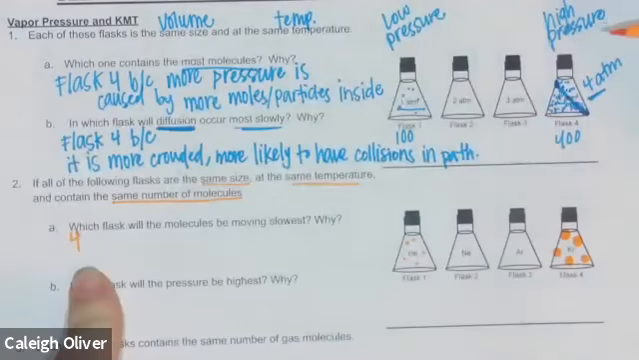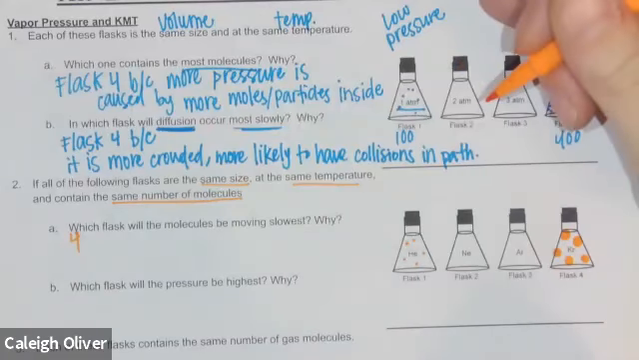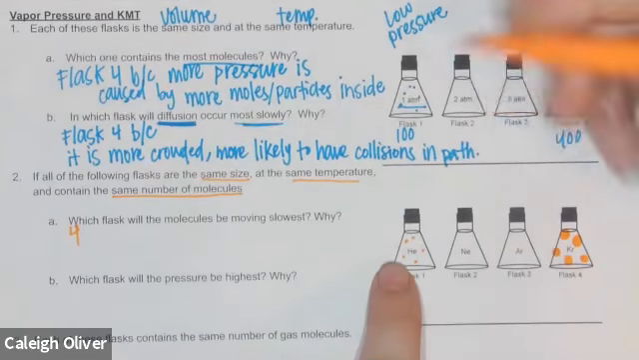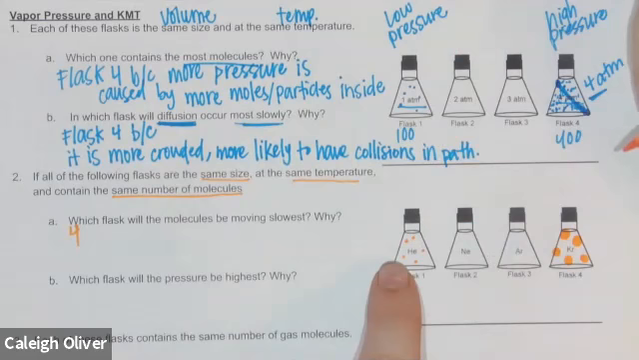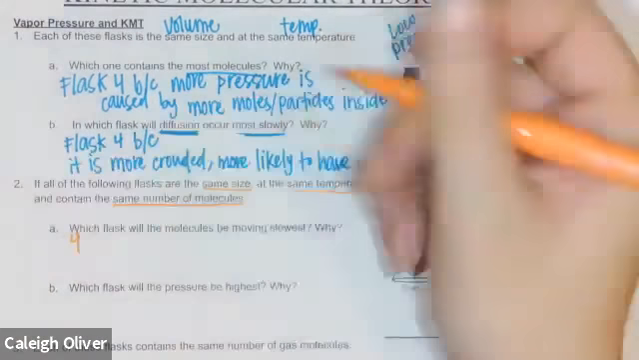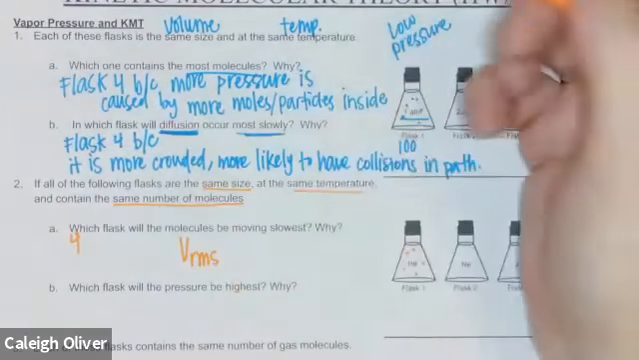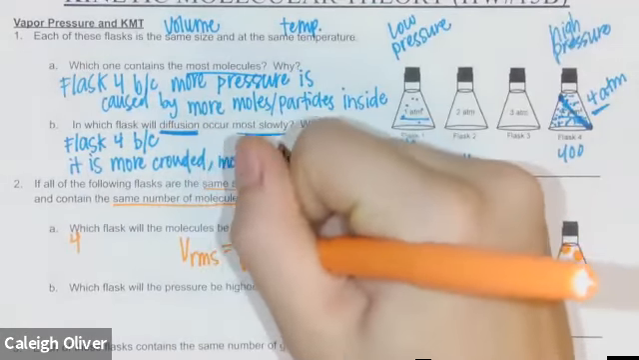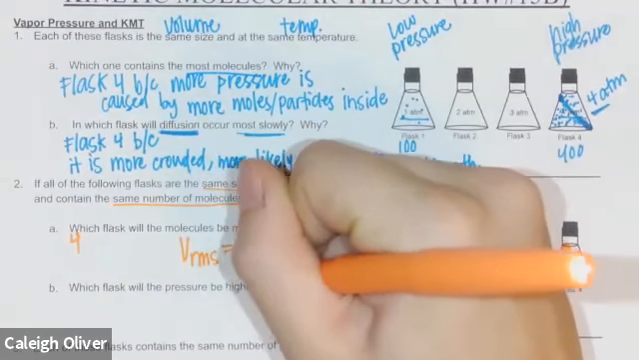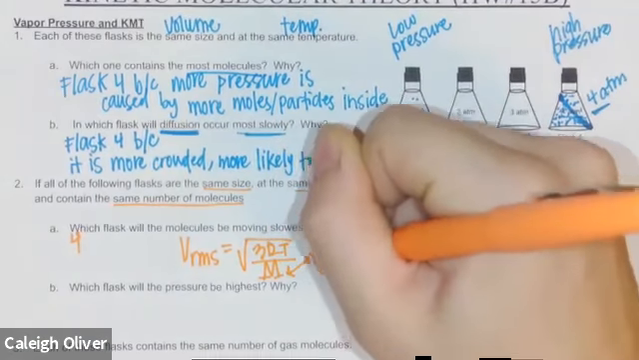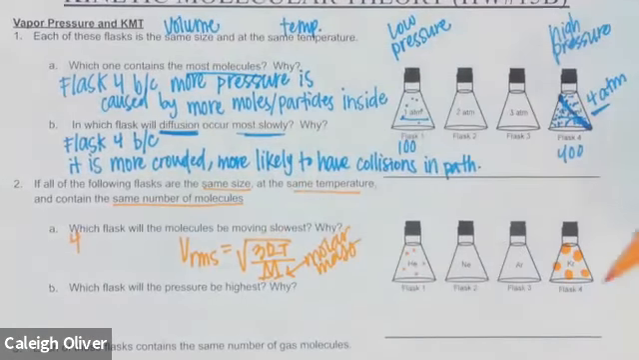Flask 4. Why? Molar mass. Krypton weighs, I don't know, look at a periodic table. Krypton weighs a lot. Helium only weighs a little bit. And we know that the root mean squared velocity is based off of the molar mass. So obviously, bigger molecules are going to move slower.